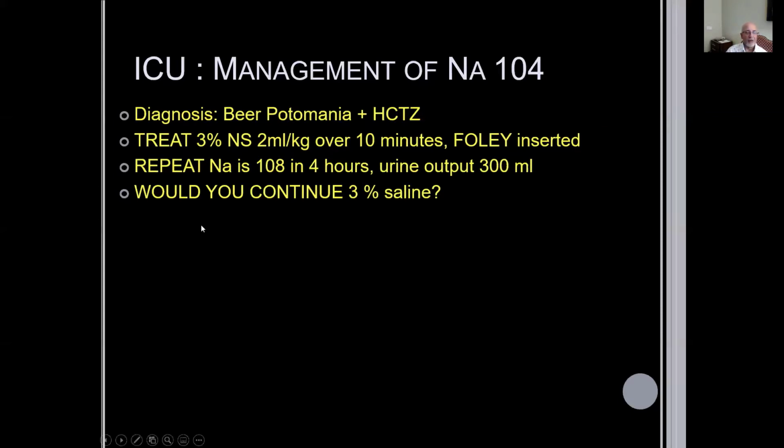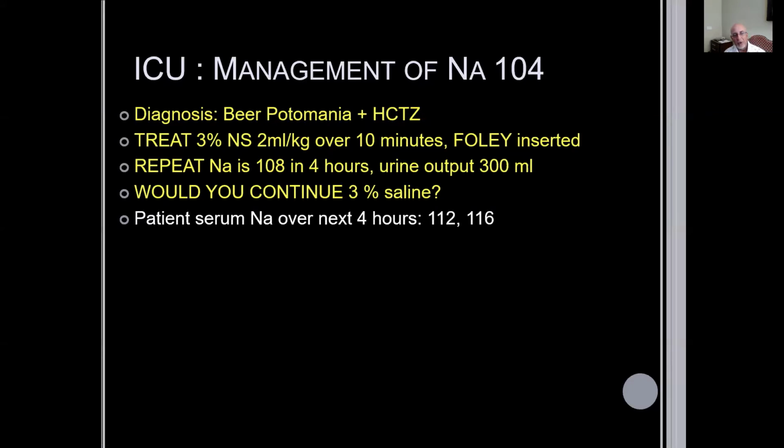So the question for the nurse is, would you continue to give another dose of 3% saline? The answer here would be that we would avoid giving further 3% saline, as the patient is at risk of overcorrection by aquapheresis or excessive diuresis once the alcohol or beer potomania resolves and the patient is taken off hydrochlorothiazide as well as alcohol. He will diurese over the next 24 hours. So the patient's serum sodium is monitored over the next 4 hours, and as predicted with the excessive urine output, the sodium has gone up to 112 and 116.